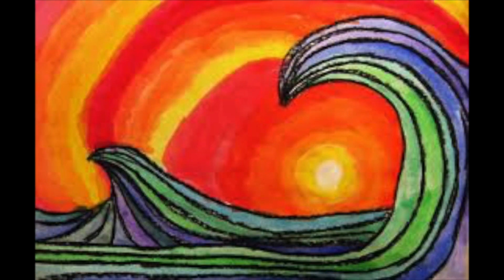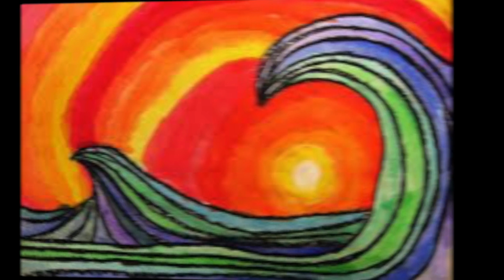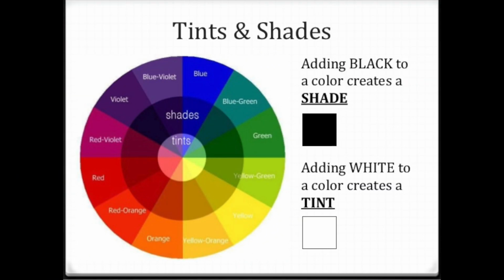Here's another drawing of a wave using lots of curved lines. This artist used warm colors for the background and cool colors for the waves in the foreground. And that brings us to our next element, color. Here's a color wheel showing all the colors in the rainbow. Can you find the cool colors and the warm colors?